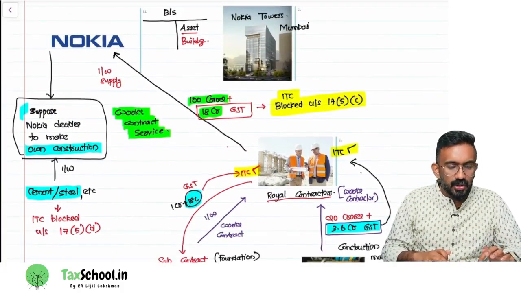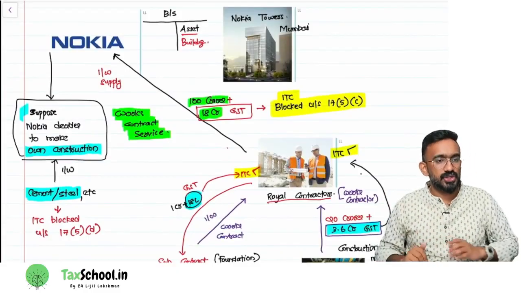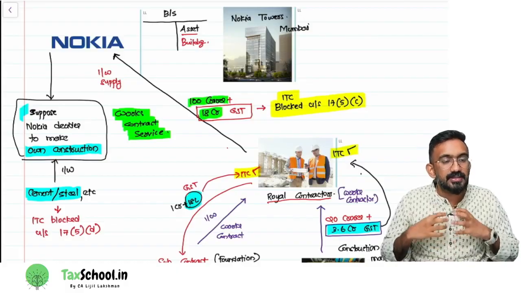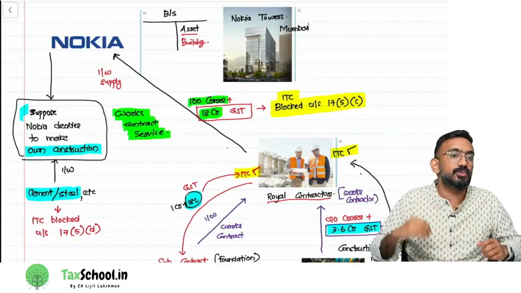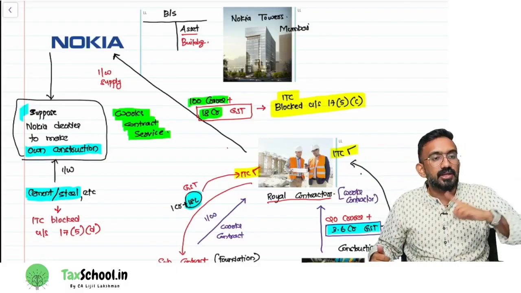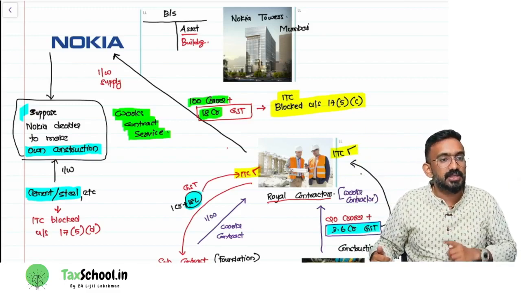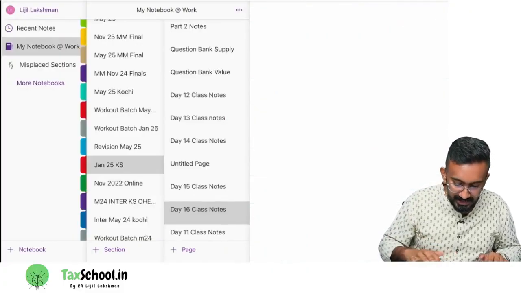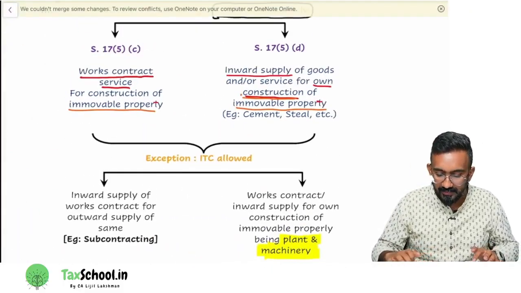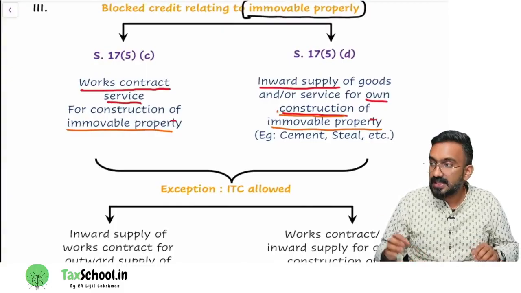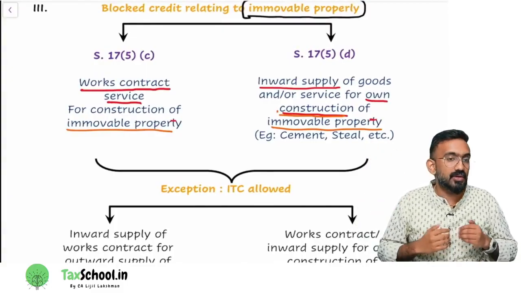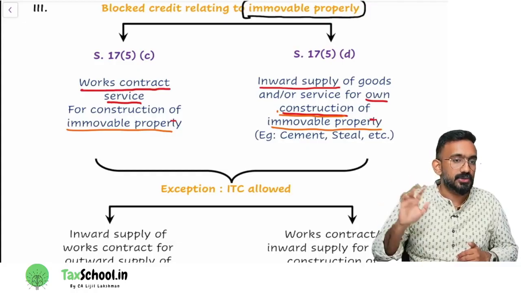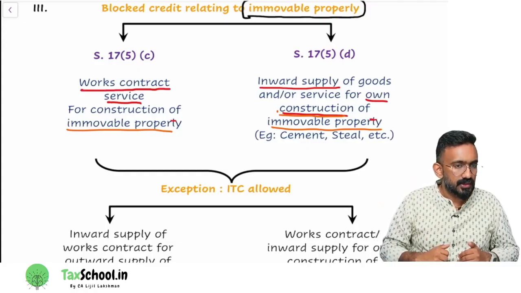Nokia decides, I will not do works contract for construction. I will do my own construction. So Nokia is directly purchasing cement, steel, etc. and engaging an architect and contractor to build this Nokia tower. Can Nokia take the input tax credit of this purchase of cement, steel? No, that is blocked under 17(5)(d). What does 17(5)(d) say? Look at the blocked credit 17(5)(c) and (d). 17(5)(d) says inward supply of goods and or services for construction of immobile property is also a blocked credit. Are you guys understanding this?